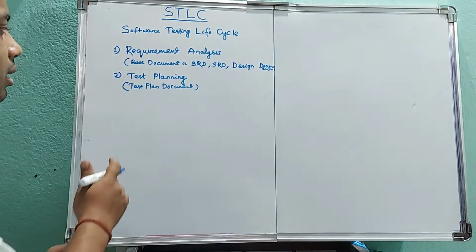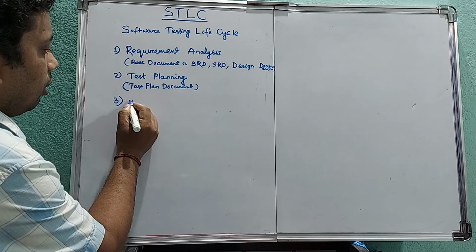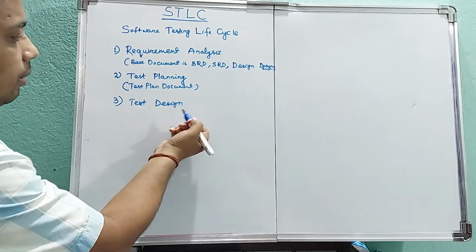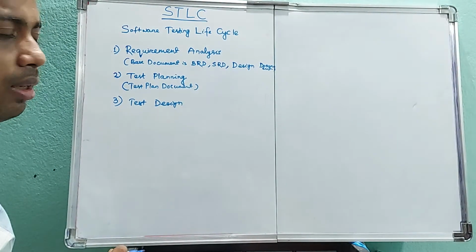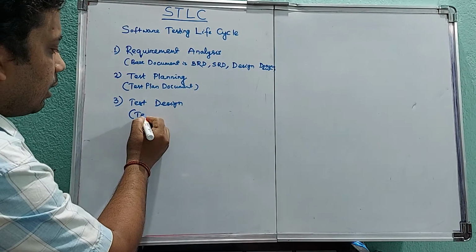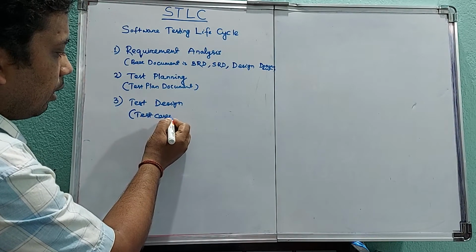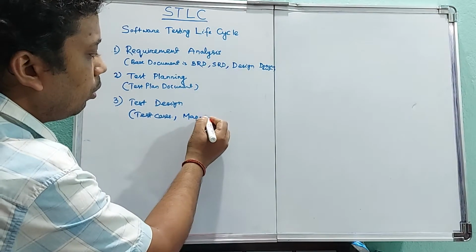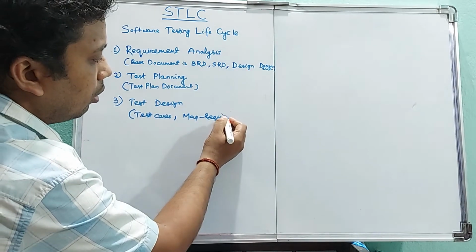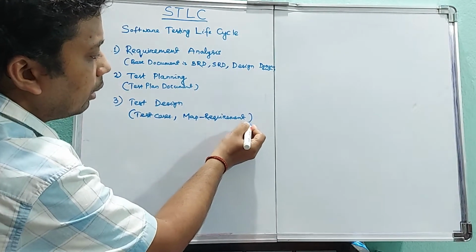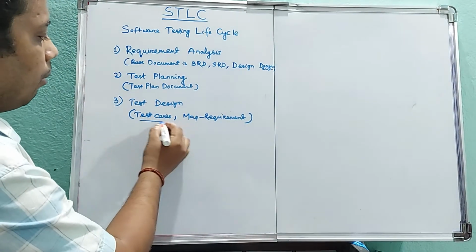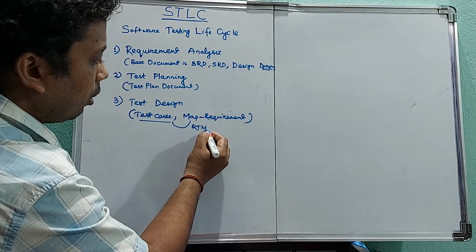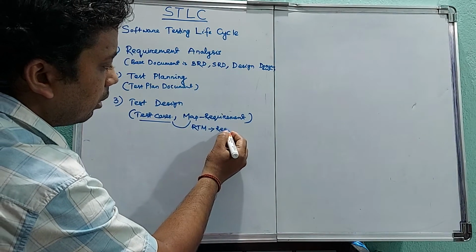Next comes the third phase, test design. In this phase, we will prepare the test cases and map our test cases to requirements. All our business requirements should be covered by our test cases, and this mapping is known as RTM, or requirement traceability matrix.